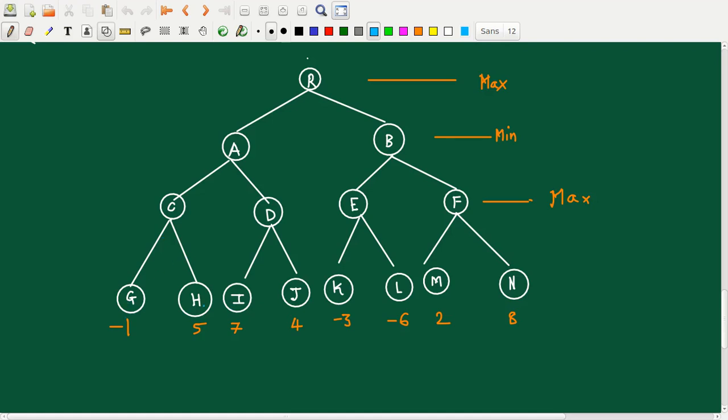If we consider these two nodes, we'll fetch a maximum value, that is 5. Next, if we consider these two nodes, we fetch a maximum value, that is 7. If we consider these two nodes, we'll fetch -3. And if we consider this particular node, we'll fetch a maximum value, that is 8. Then the opponent will play and try to maximize its game and minimize the first player's game. So it will try to fetch a minimum value, that is 5. Next, it will again bring a minimum value.